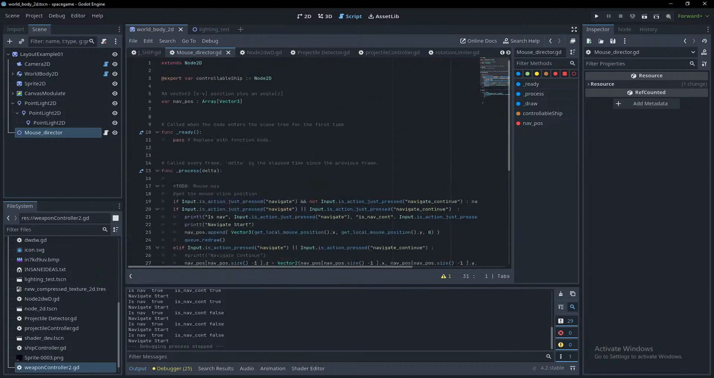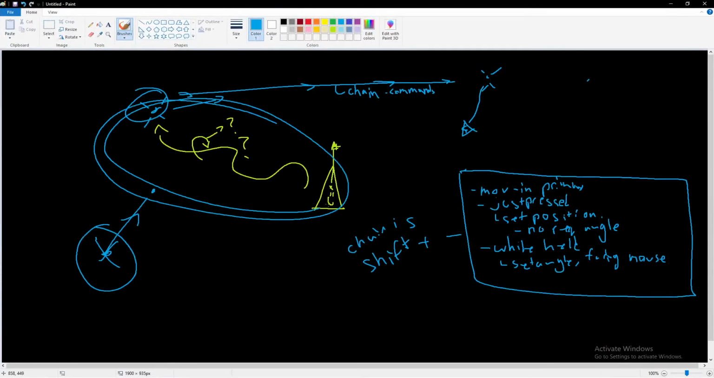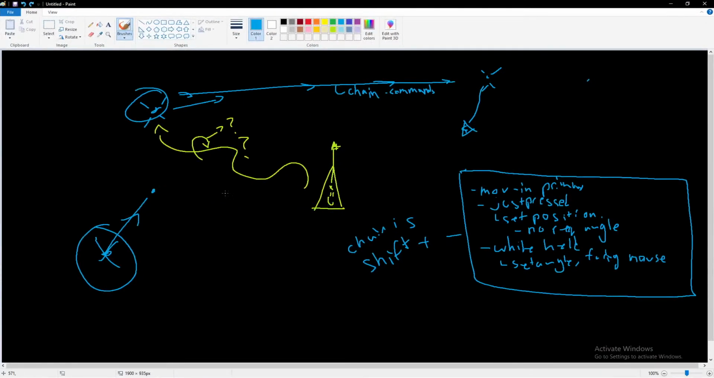Now we have to create some sort of logic that does this yellow part for us. How do we tell the ship to move from its current position and angle to its new position and angle realistically?